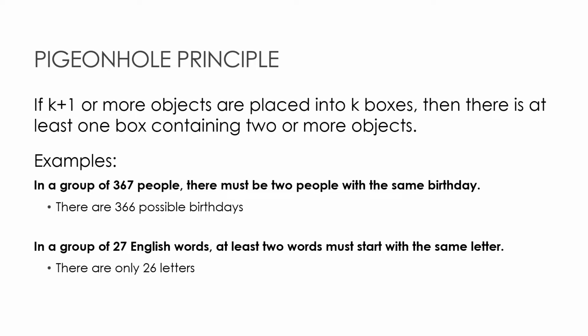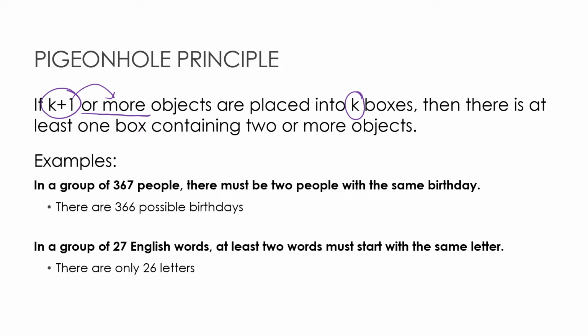So the pigeonhole principle essentially says if you have k plus 1 or more objects that are placed into k boxes, so essentially we're saying one or more objects than boxes, there has to be at least one box containing 2 or more objects. So again, that's pretty straightforward.